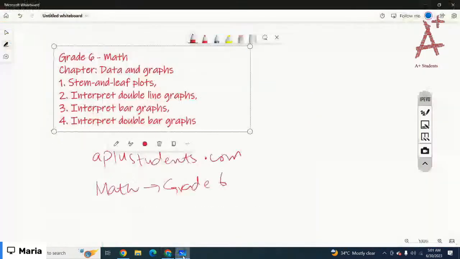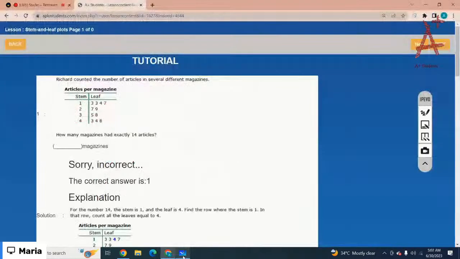So Richard counted the number of articles in several different magazines. How many magazines had exactly 14 articles? Okay, so here is a table. Here is a stem and leaf plot. The tens digits are the stem and the ones digits are the leaf. So you have to count how many magazines had exactly 14. The tens digit is one, so you have to go to stem one and then see four. You have just one four. That means you have just one 14 here. That means only one magazine has exactly 14 articles. Got it?